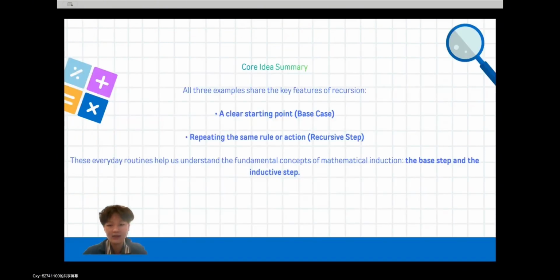Let's quickly sum up recursion's two core features. First, every recursive scenario has a clear starting base case to stop endless repetition. Second, a fixed recursive step repeats identical actions based on the previous finish.